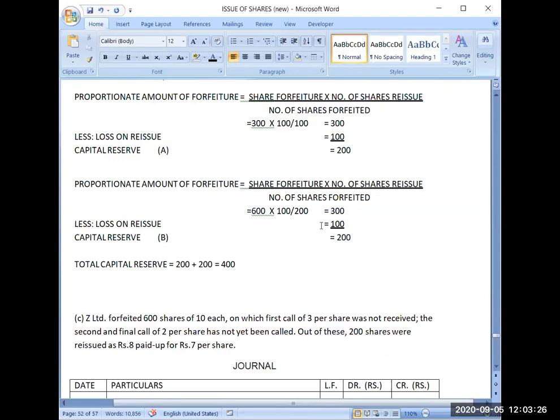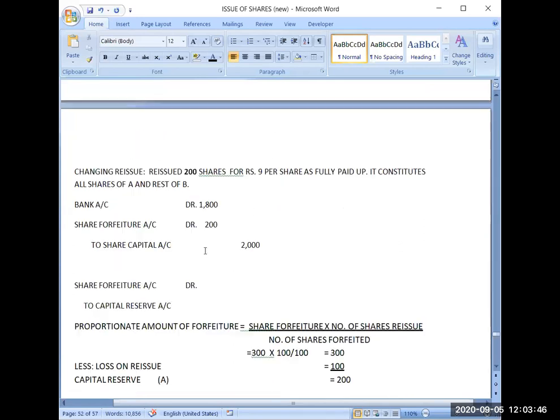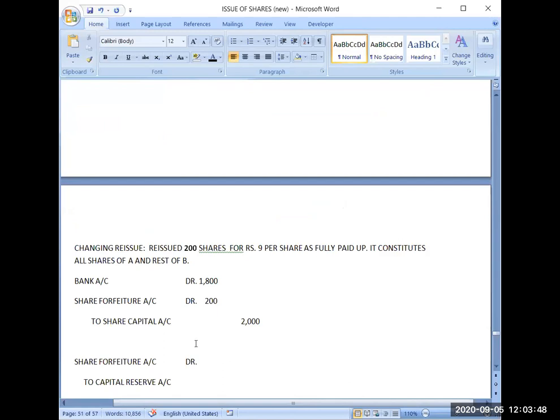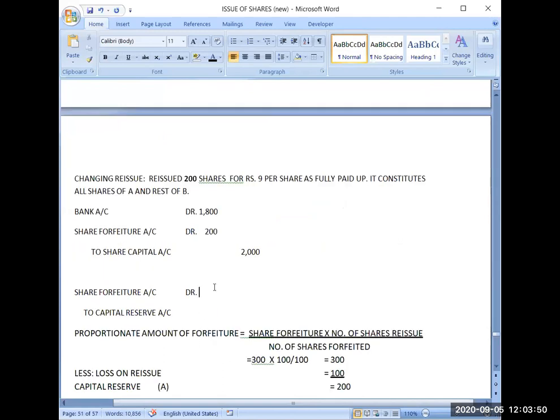So in most of the questions, you will get two forfeitures. And out of those two forfeitures, the shares will be reissued combined. One will generally be a full number of shares reissued, and one will be a partial number of shares reissued. So in that case, you should know how to calculate the capital reserve. That's why I have given you this practice, and I hope we have discussed this topic thoroughly.